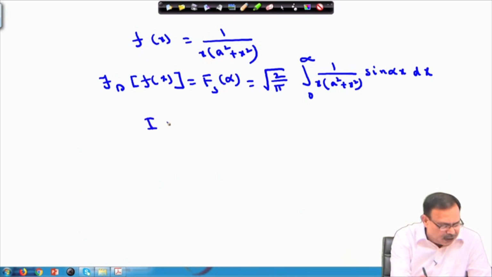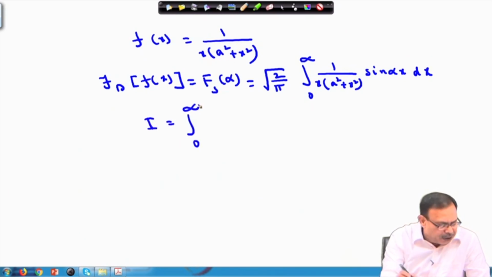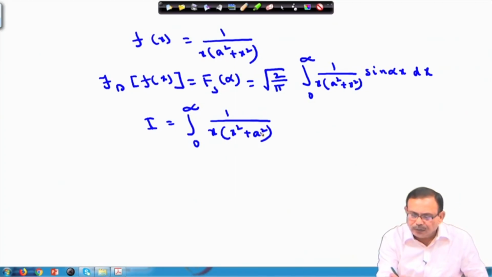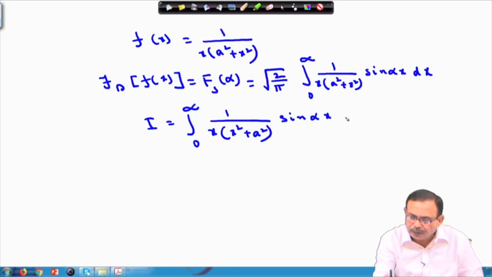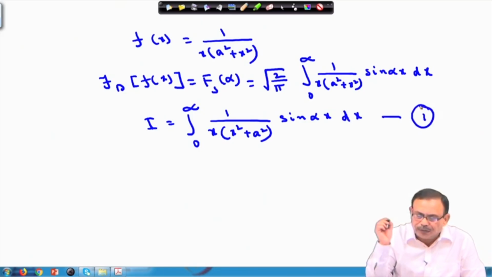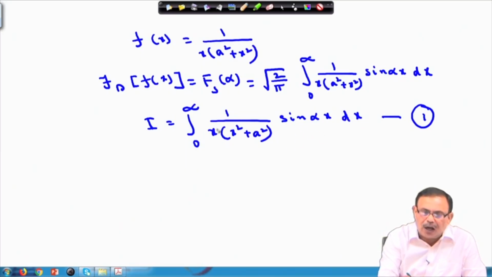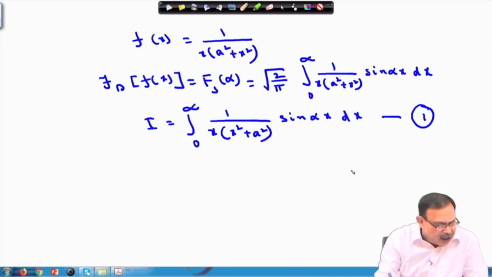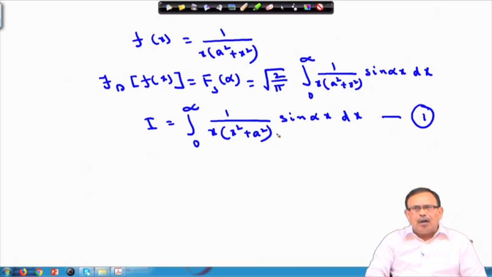Suppose your I is equal to integral 0 to infinity of 1 by x into (x square plus a square), into sine of alpha x dx. So, this is equation 1. Obviously, this is a complex integral, because if I can evaluate this integral, I will know what is the Fourier sine transform of f(x). I hope you have done similar types of problems earlier also.